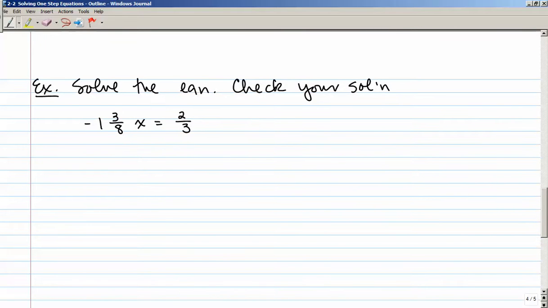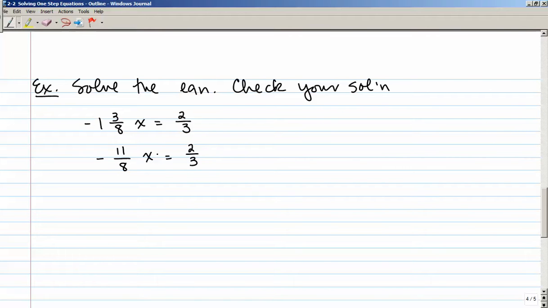Here I have the equation negative 1 3/8 times x equals 2/3. Now don't be thrown off by the fractions. First thing I want to do is to turn my mixed number here into an improper fraction. And remember, to do that, I'll do 8 times 1 and then add that to 3, and that gives me 11 over 8, and let's put the negative out front there, times x equals 2/3.